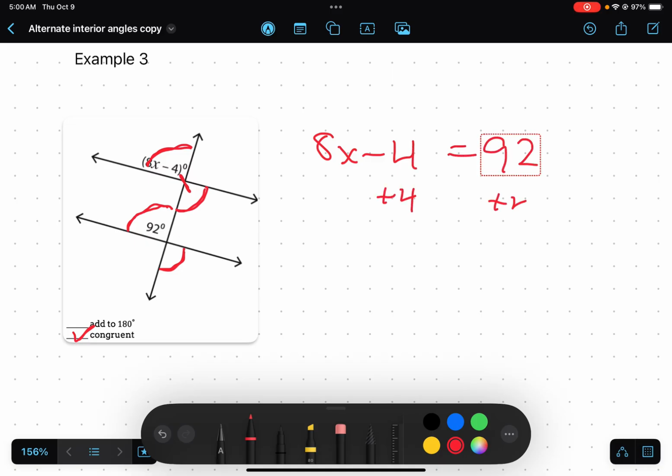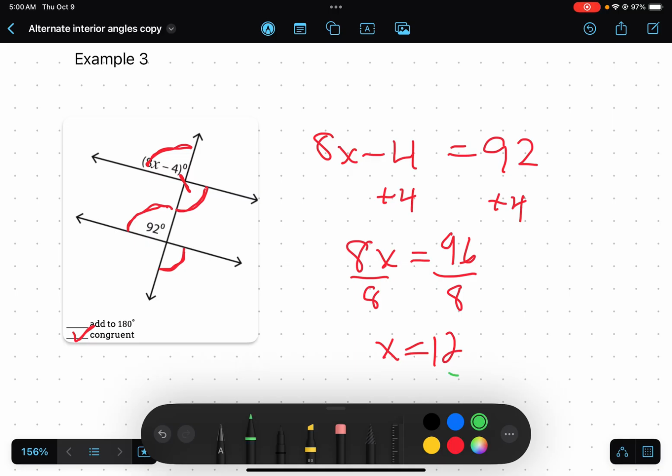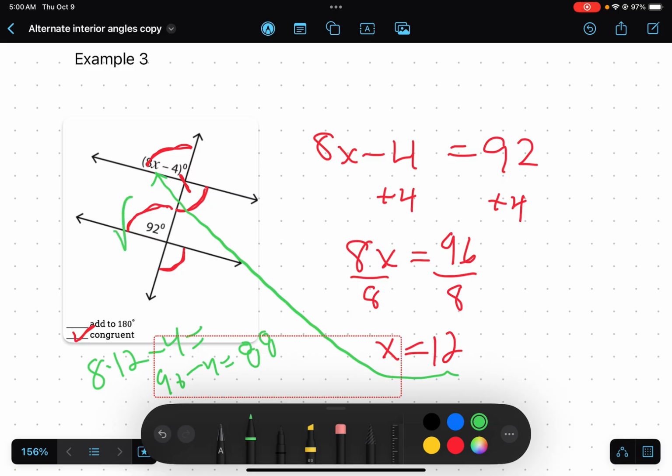Let me solve it out. 8x equals 96. So x equals 12. And if we want to double check, we can plug it back in. 8 times 12 minus 4, 96 minus 4, and that matches up to 92.